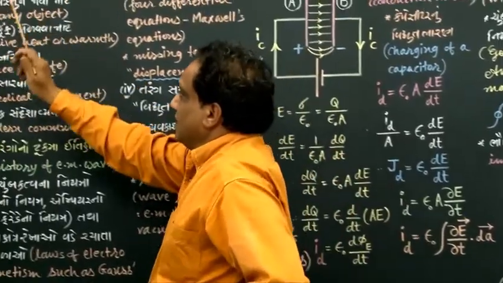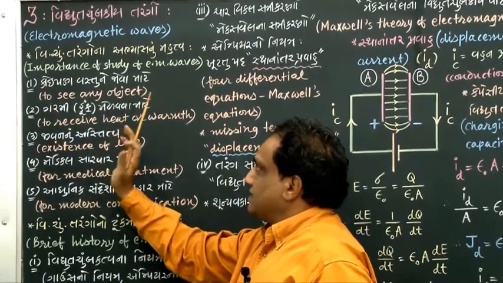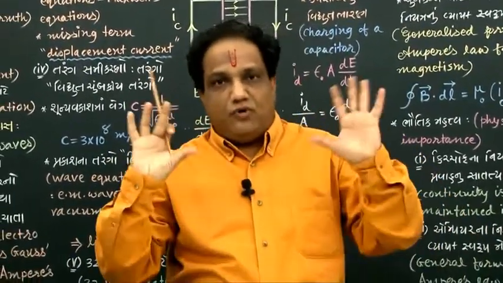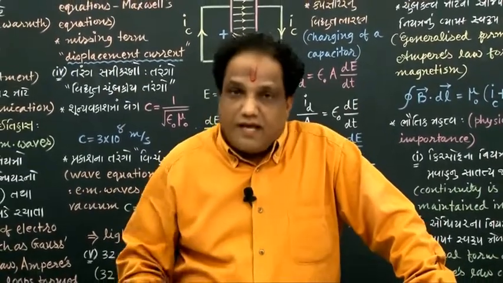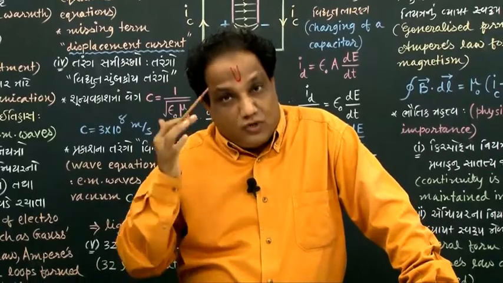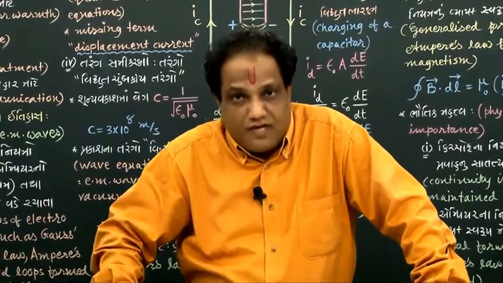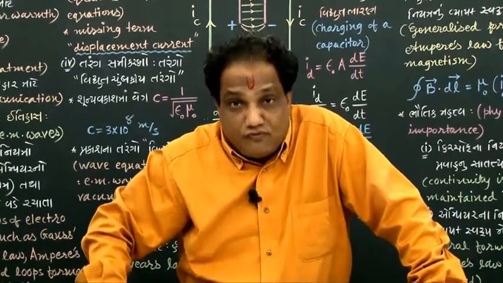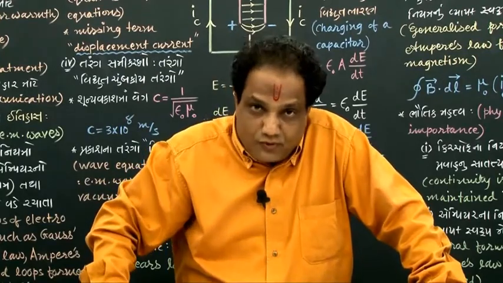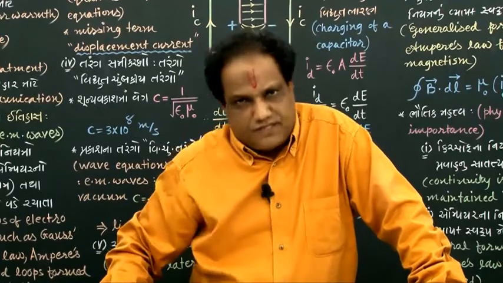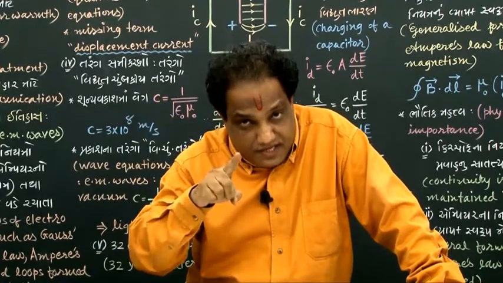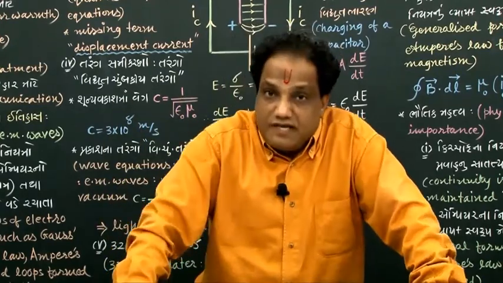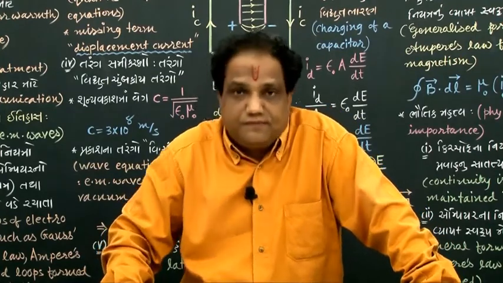First of all, to see any object. See, the Almighty has prepared a very beautiful world around us, and the Almighty has donated eyes also in our body. We have eyes, we have the surrounding beautiful world, but let me tell you, you can see any object, any scene, with the help of visible light waves. The human eye is sensitive to visible light waves.